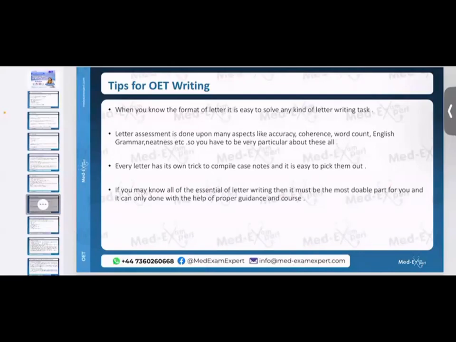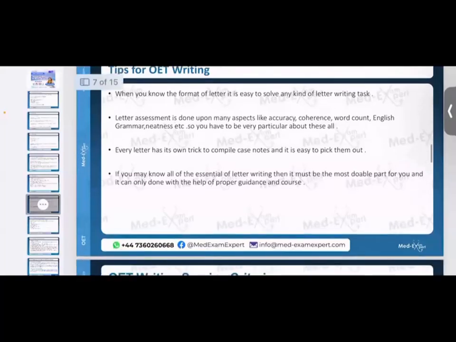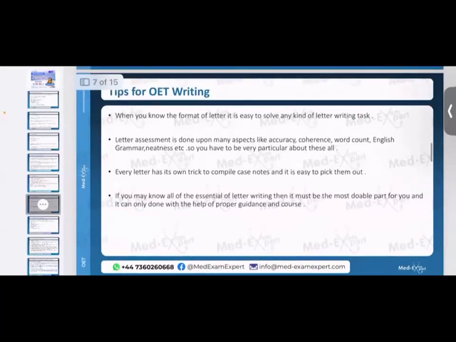Letter assessment is done upon many aspects like accuracy, coherence, word count, English grammar, and neatness, etc. So you have to be particular about all of these. Any course student might know well that whenever there is a letter with a lot of overwriting or cutting, their score or grade is somewhat less than that of another student who writes neatly. So this is another important factor of your letter assessment. You have to write very neatly, and there should be no cutting and overwriting.